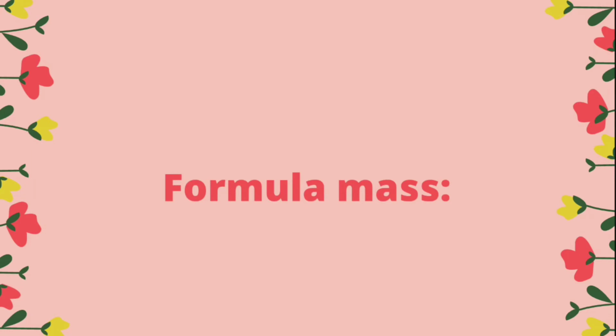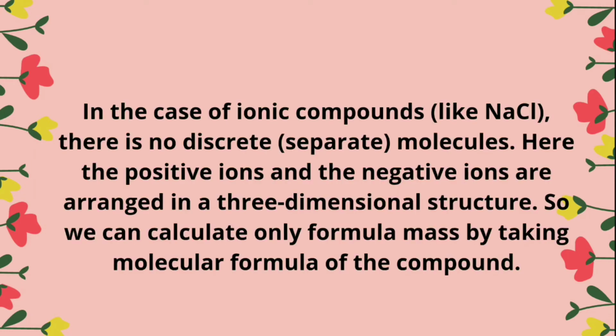Formula mass. In the case of ionic compounds like NaCl, there are no discrete molecules. Here, the positive ions and the negative ions are arranged in a three-dimensional structure. So, we can calculate only formula mass by taking the formula of the compound.